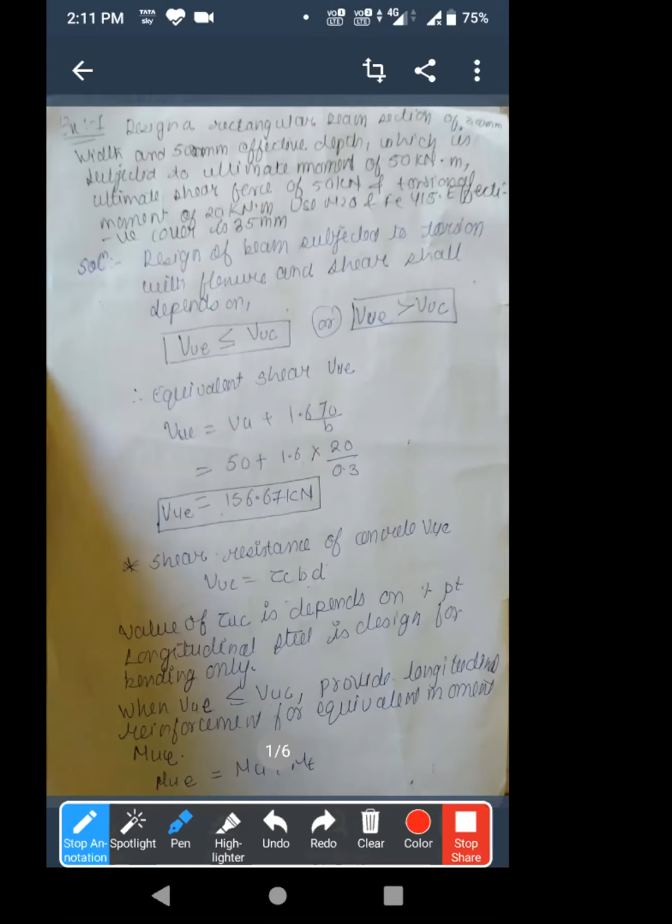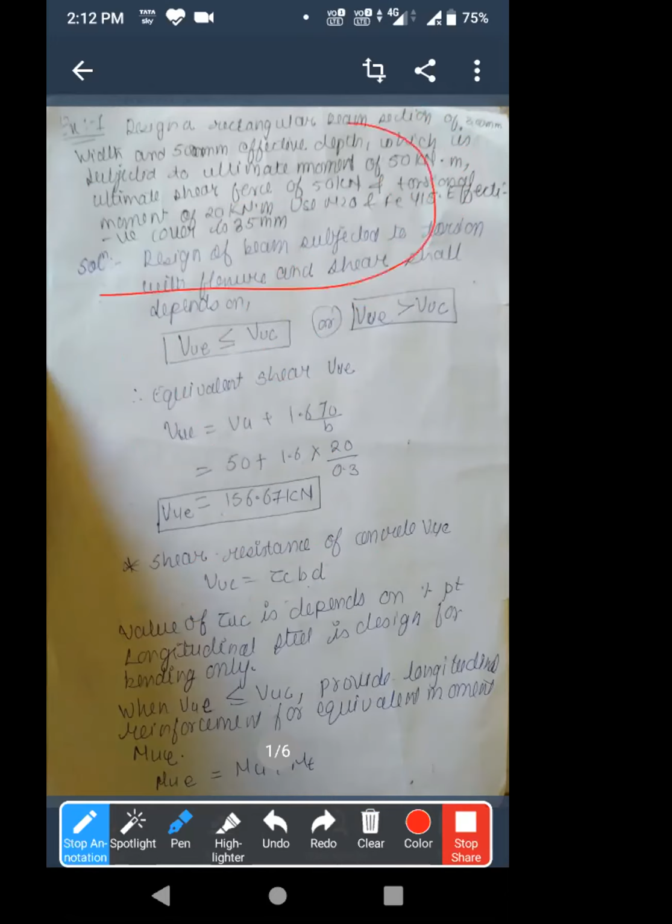Now you have to check which case this is. Is this the first or is this the second? For that, you have to move towards the shear resistance of concrete, VUC. We have already seen how to calculate it in shear reinforcement. VUC is tau C into BD. This is the formula for VUC. Now you have to calculate the tau C value. In the question, is any tau C value given? No. Now you have to calculate it.